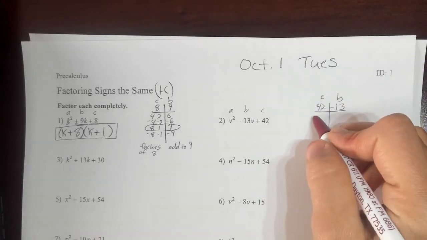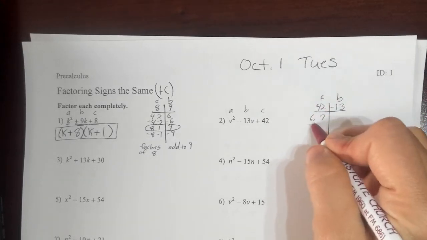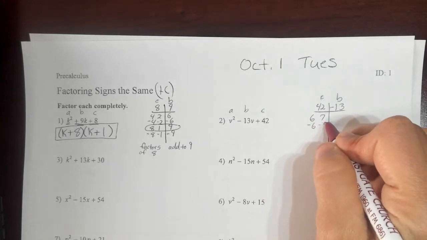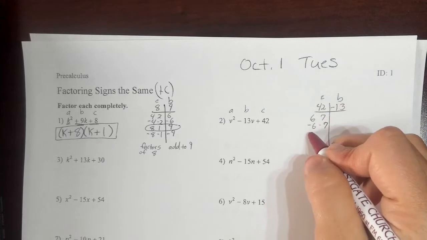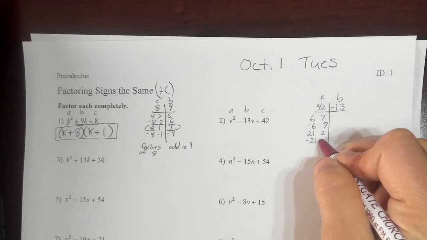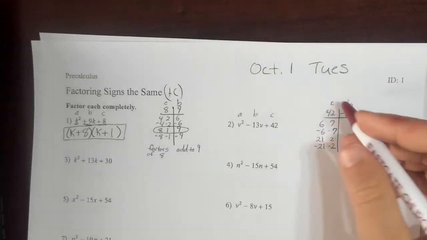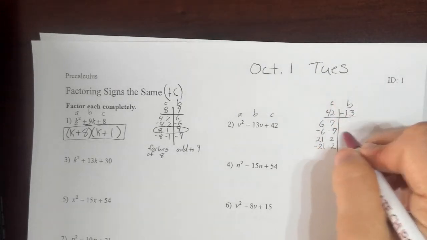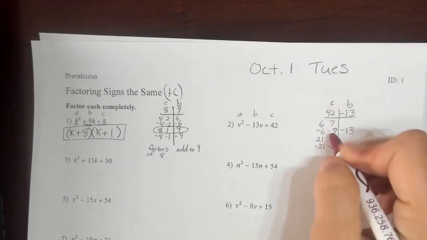Positive 42, you could have 6 times 7. You could have negative 6 times negative 7. You could have 21 times 2. You could have negative 21 times negative 2. The one that works here is going to be the negative 6 and the negative 7. If you add those together, that gives you negative 13.